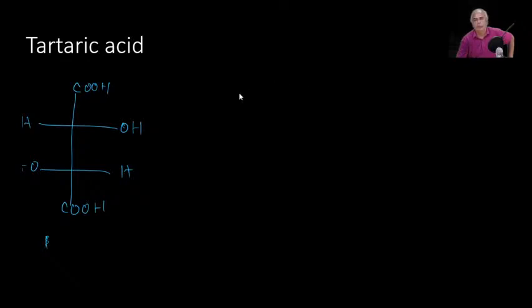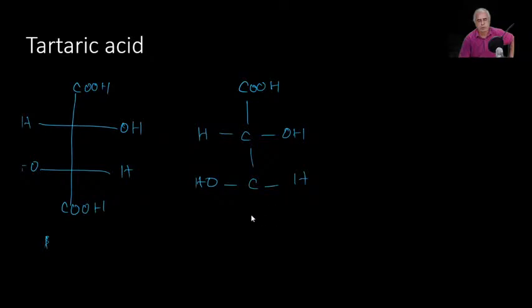So if you want, you can expand COOH, CHOH, CHOH, COOH. So this is optically active. Why? Because it has an asymmetric carbon atom here. So it is optically active and there is no plane of symmetry and it can form a non-superimposable mirror image. So all the three conditions are satisfied.